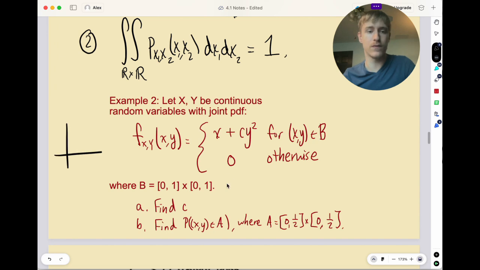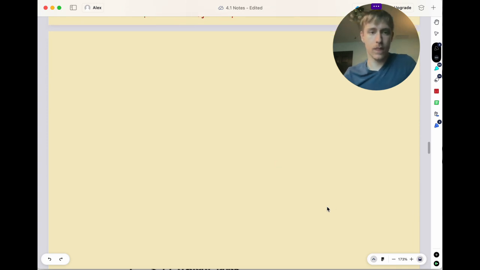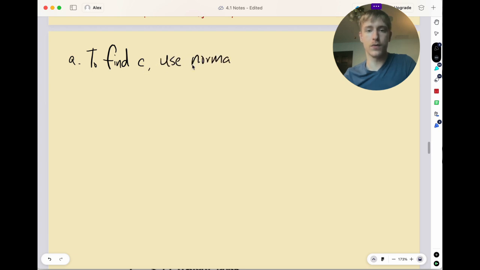Just to sketch out that region, let's say this is 1, and this is 1. Then this is our region, which we are calling B. Part A is to find this constant c, and part B is to find the probability that the ordered pair is in the set A, where A is the square of side length 1/2. How are we going to do this? To find c, we're going to use normalization. It's going to be a very powerful tool.